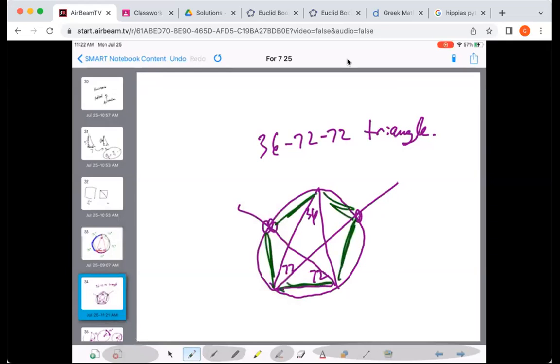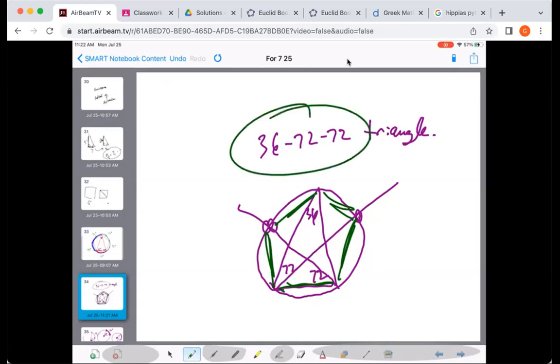Well, we have a couple of issues now. Issue number 1, we know how to bisect angles, so that's good. But we don't know how to do 2 other things. We don't know how to make a 36, 72, 72 triangle, and we don't know how to put a circle around a triangle. But the hardest part is the 36, 72, 72 triangle.